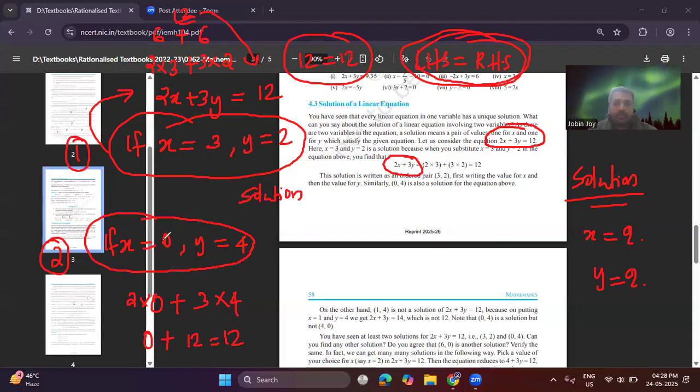In the beginning of this chapter, we studied linear equation in one variable. Linear equation in one variable means there is only one unique solution. But if the equation is a linear equation in two variables, there are more solutions, not only one. So this is solution number one, this is solution number two.